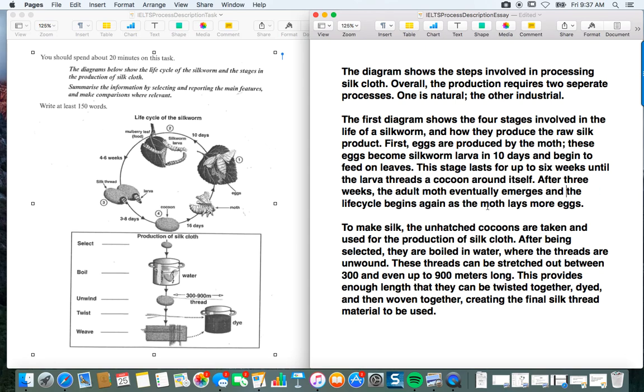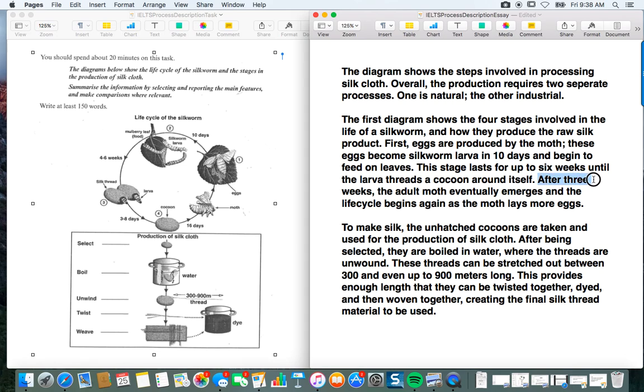Actually, that comes right out. And the life cycle begins again as the moth lays more eggs. All right. So I've got my key points here, all 4 points. I've put these two together. The larva become cocoons, all right, and then it becomes a moth and it lays more eggs, all right.